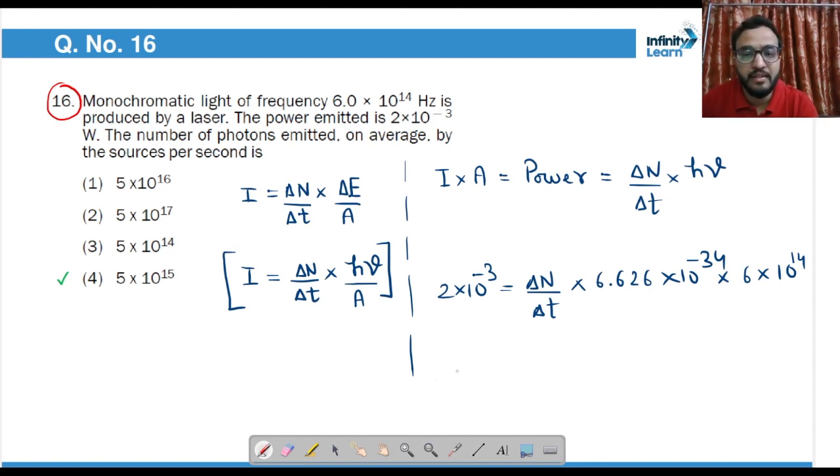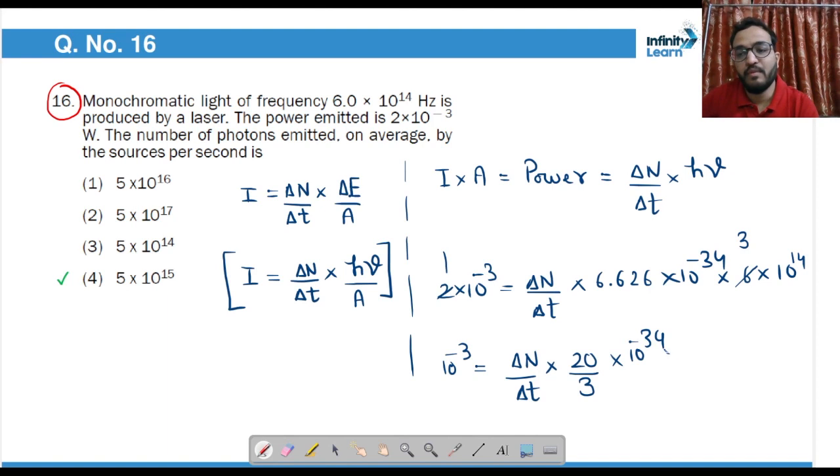So you can say it like this. See, 2 ones are 2, 2 threes are 6. So 10 to the power minus 3 is equal to delta N by delta T. Now 6.626 you can write like 20 by 3, into 10 to the power minus 34, into 3 into 10 to the power 14. Now 3 ones are 3. I guess we can solve it from here and definitely this answer will come out. Okay? Clear? Any doubt?